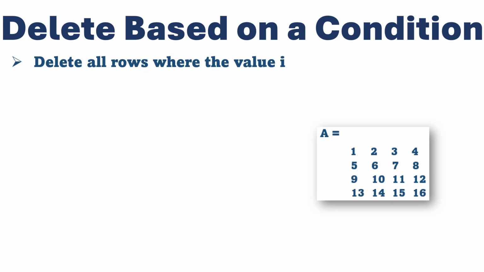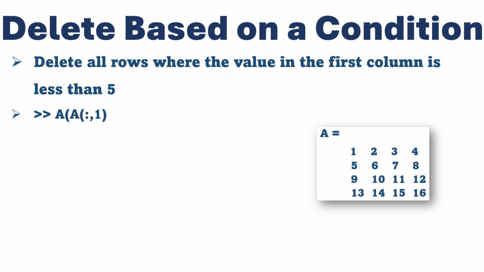You can even delete based on conditions, and let's see how it works. You can also use logical indexing to delete a row based on a specific condition. We're going to take the example here to delete all rows where the value in the first column is less than 5. Very simple logic is written here: we take all rows of the first column of A and check if that is less than 5, and we have assigned here.